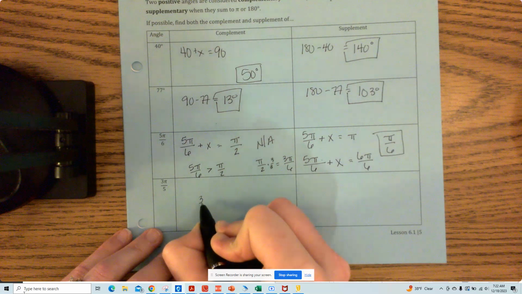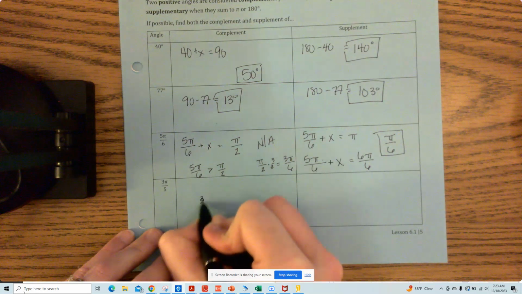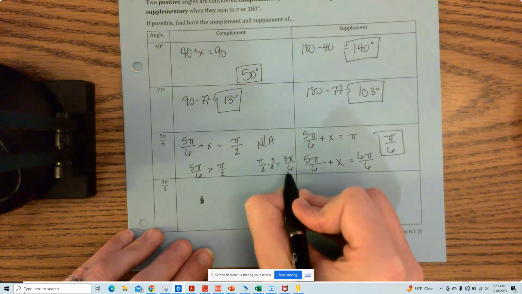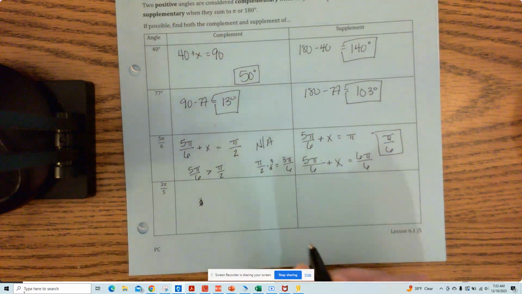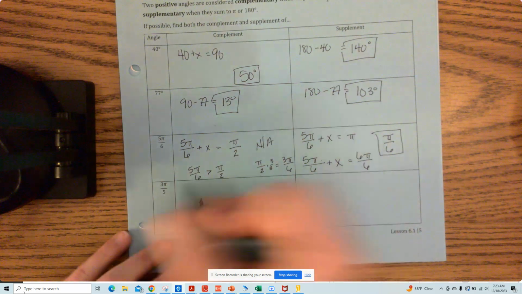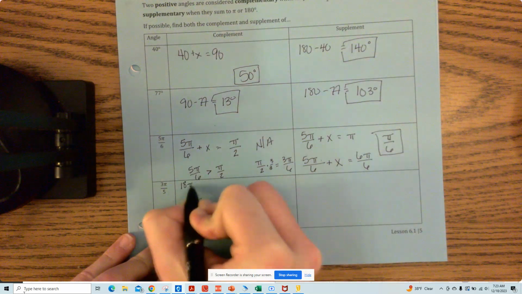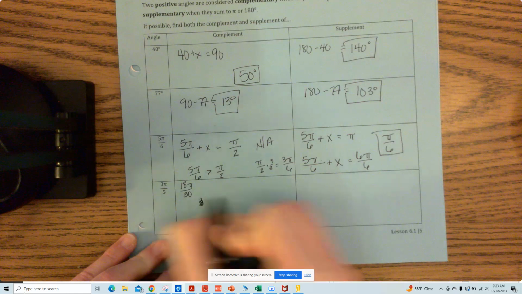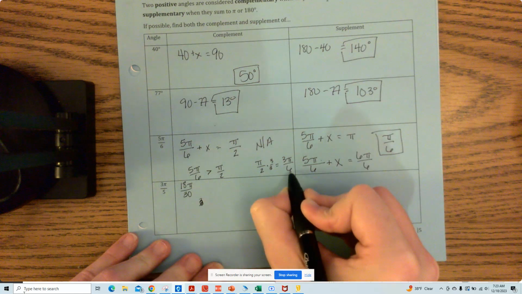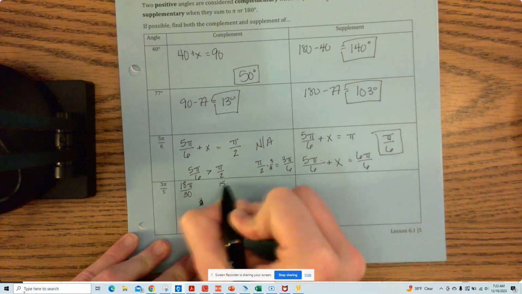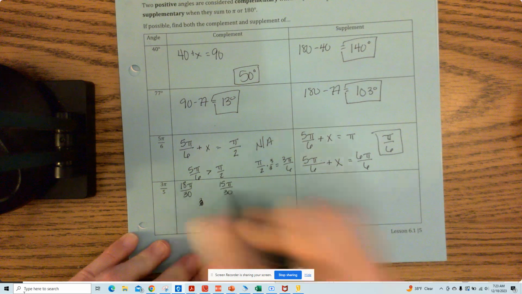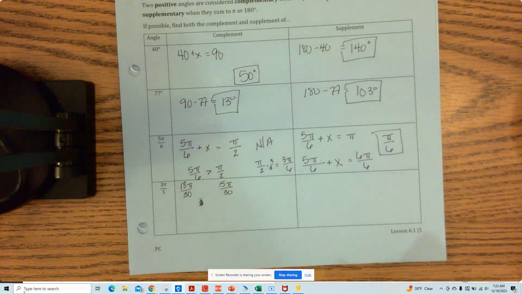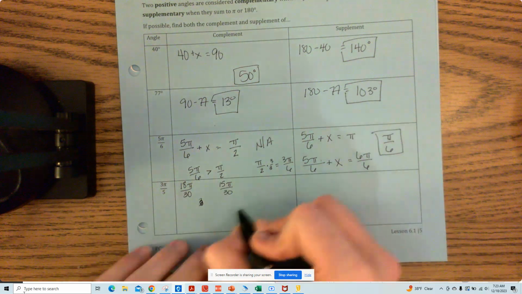Is that right? That doesn't seem right. Hang on, let me look at this one really quick. Let's make common denominators here. If we need a common denominator of 6, that's going to be multiplying everything by 6, so 18 pi over 30. And then this one would be multiplying everything by 5, 15 pi over 30. Yeah, okay, that's what it is. It's just written wrong on here.